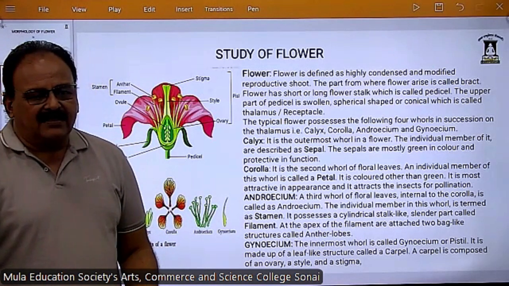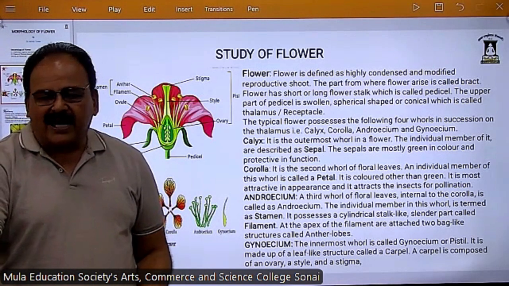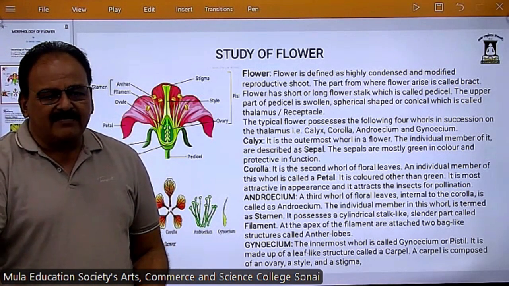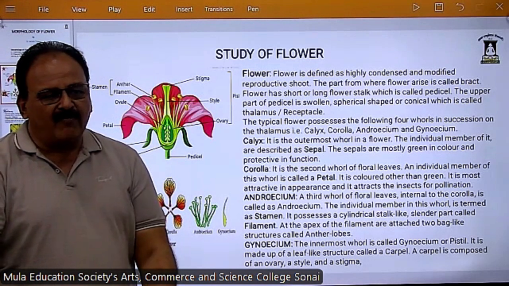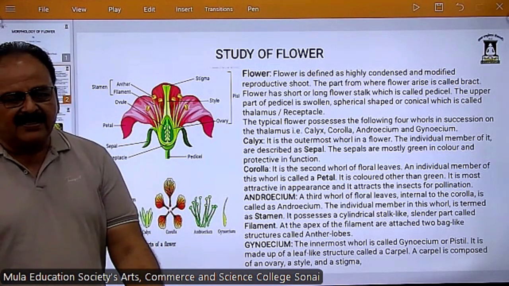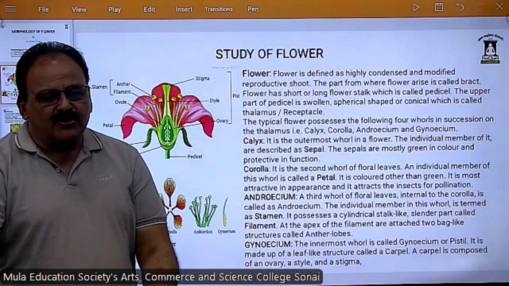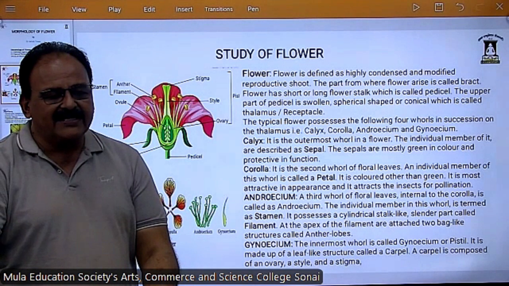Then the last whorl is Gynoecium. The innermost whorl is called Gynoecium or pistil. It is made up of structures like carpel. A carpel is composed of ovary, style, and stigma.